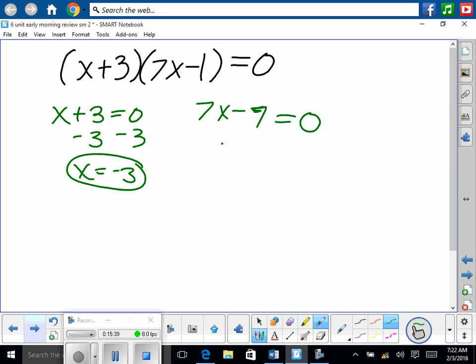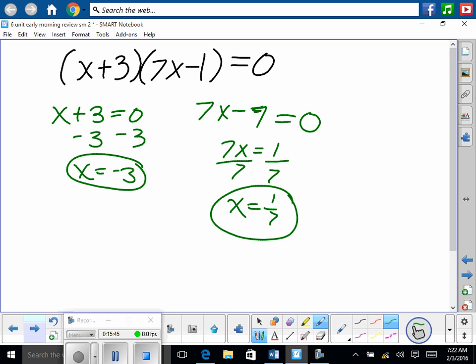You would add 1, right? So 7x is equal to 1, divide by 7. So x is equal to 1/7. There's our 2 solutions. And once again, we wouldn't multiply it together because guess what? Then you'd refactor it and end up right back where you started. So they're already linear, set them equal to 0. Don't miss that one.